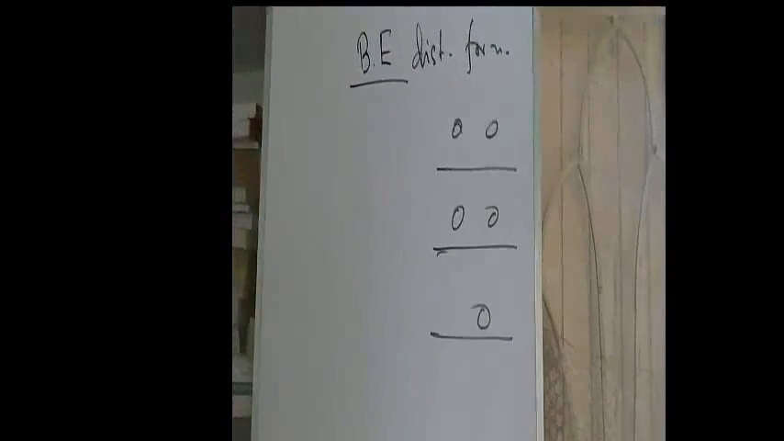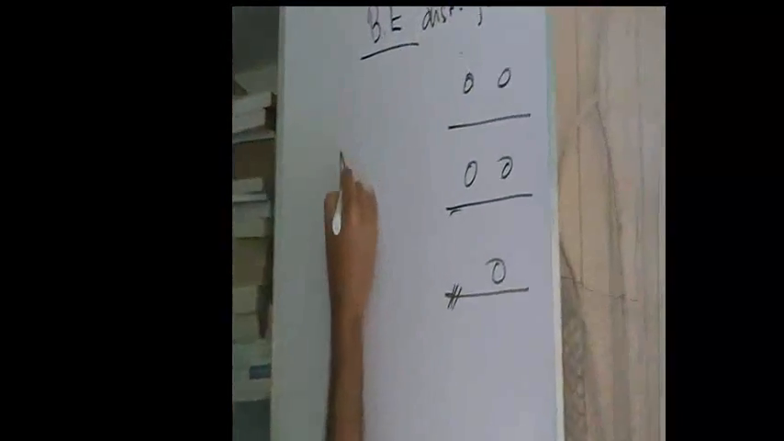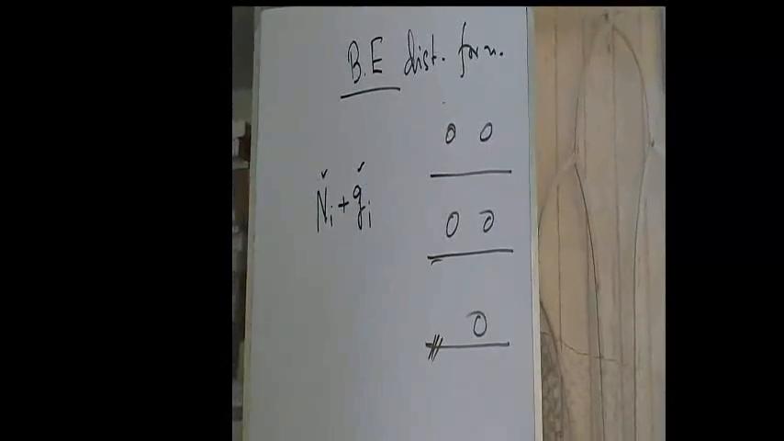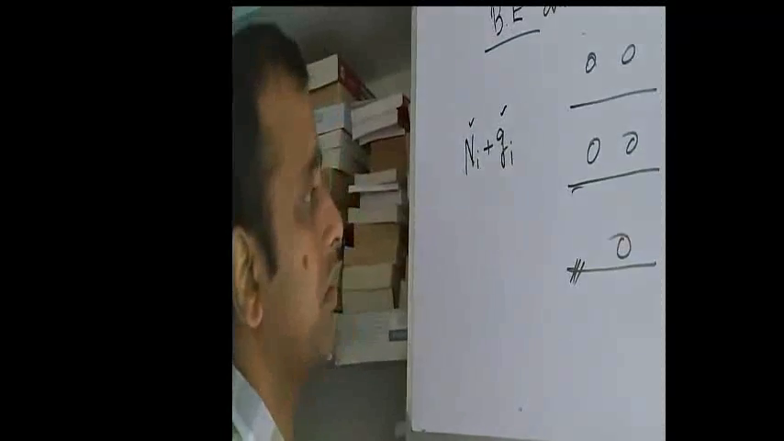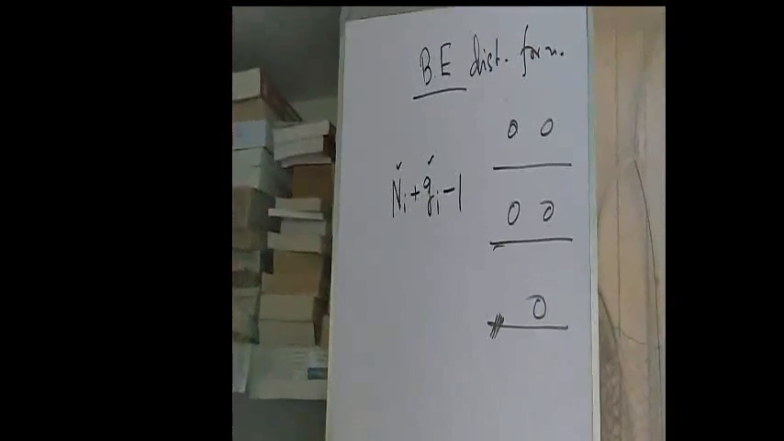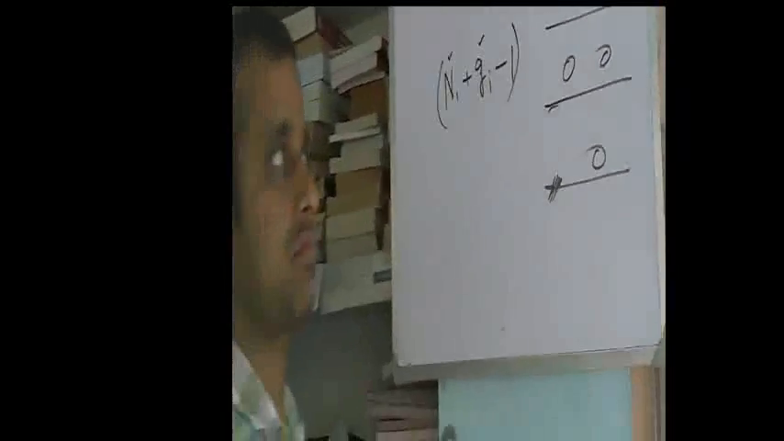So to have the distribution, we keep the first state fixed, and the other samples are randomly oriented. Then the total number of objects is ni plus gi, that is the number of particles plus the number of states. Keeping the first one fixed, the remaining objects, ni plus gi minus 1, can be distributed in various ways.